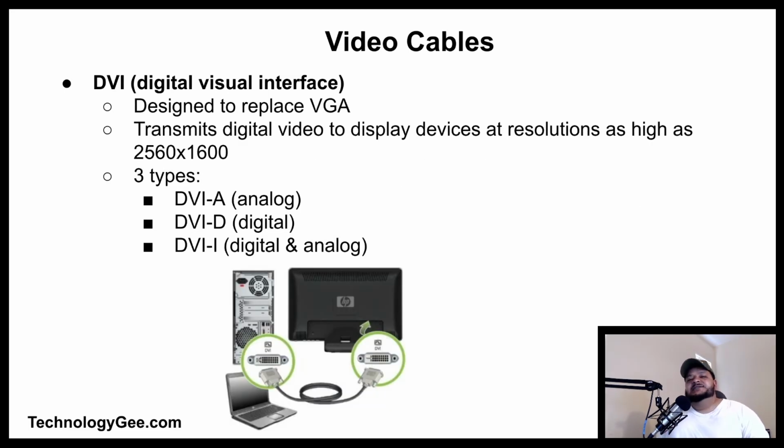displays. DVI. So DVI was designed to replace VGA while also being compatible with VGA signals. It was developed to be an industry standard for transmitting digital video content to display devices at resolutions as high as 2560 by 1600. Common devices that use the DVI connection are computer monitors and projectors. The DVI connector may have one of 3 names depending on the signal it supports. You have DVI-A that supports analog only, DVI-D is digital, and DVI-I supports both digital and analog signals.